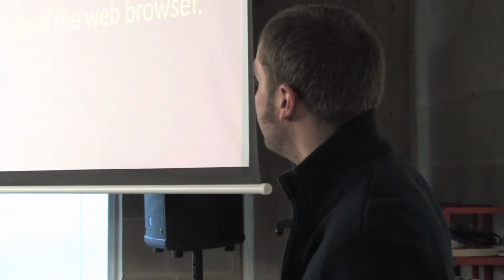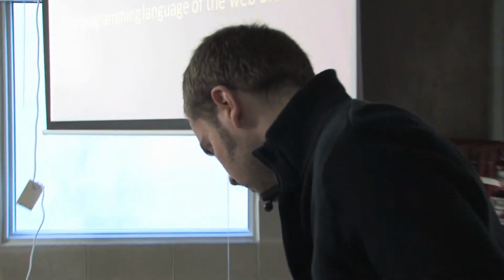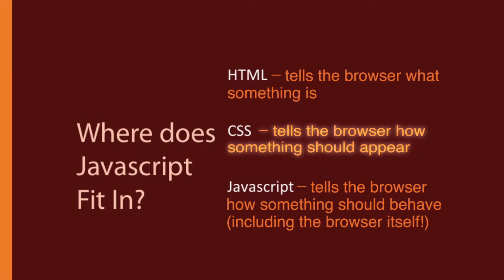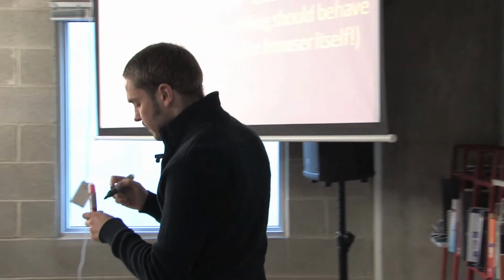So JavaScript, in a nutshell, we want to think of it as the programming language of the web browser. This will be our first real intro into a programming language. Going back to what we've discussed, HTML is responsible for what something is, and CSS is how something appears, so separating content from design.